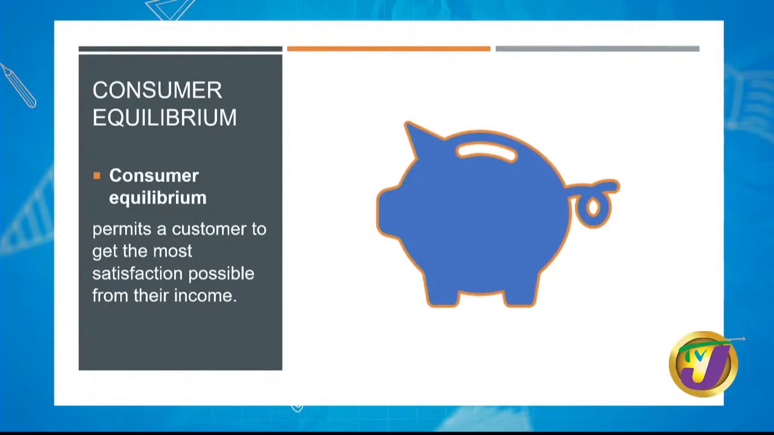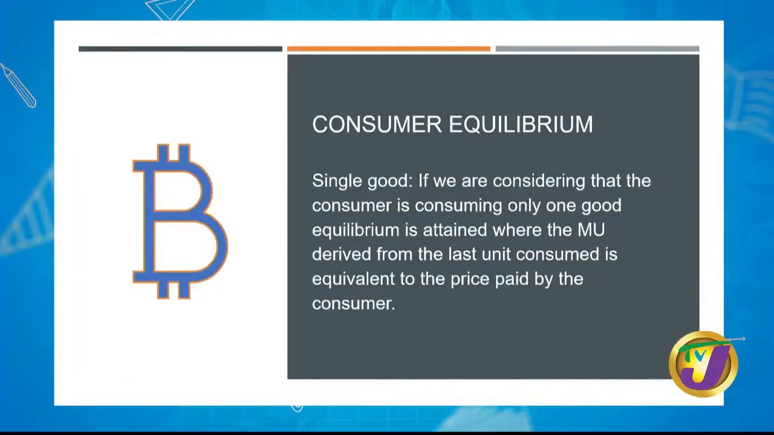Another term we want to look at is the consumer equilibrium. This permits the consumer to get the most satisfaction possible from their income, right? We'll look a little bit more on that. When we think of a consumer who is purchasing a single good, they are in equilibrium when MU, or marginal utility, derived from the last unit consumed is equal to the price paid by the consumer. So when the MU from the last unit of the good you use is equal to the price, you're in equilibrium.